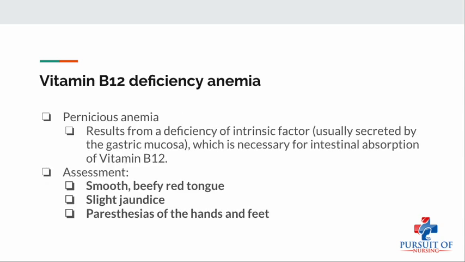All right, so vitamin B12 deficiency anemia, also known as pernicious anemia. So it results from, of course, an inadequate intake of B12 or lack of absorption of ingested B12. So with pernicious anemia, it results in a deficiency of intrinsic factor, which is usually secreted by the gastric mucosa. That intrinsic factor is necessary for intestinal absorption of vitamin B12. So when there's a deficiency in the intrinsic factor, there's a deficiency in vitamin B12.